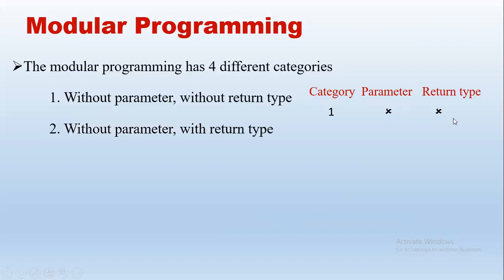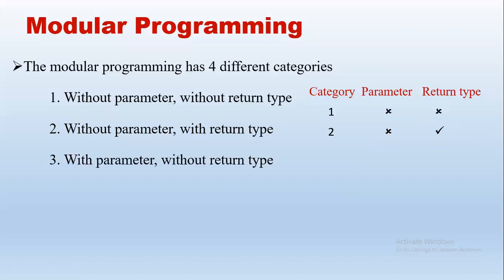The second category is without parameter but with return type. Here we do not pass the parameter but we return the answer to the calling function. So in this case, the parameters are not passed. There is no argument. Input may be taken within the function, but the answer or the result is returned back, so we have to specify the return type. There is no parameter, but there is a return type in the second category.